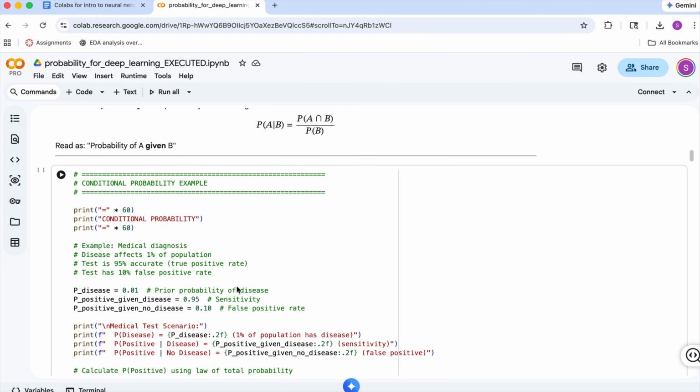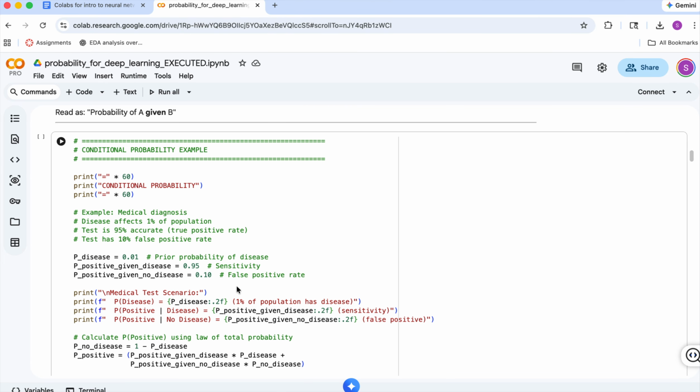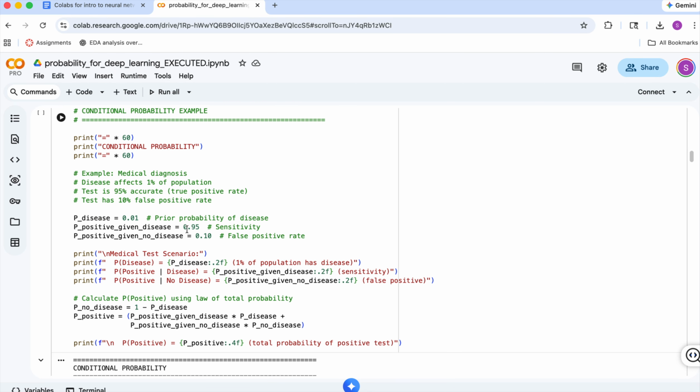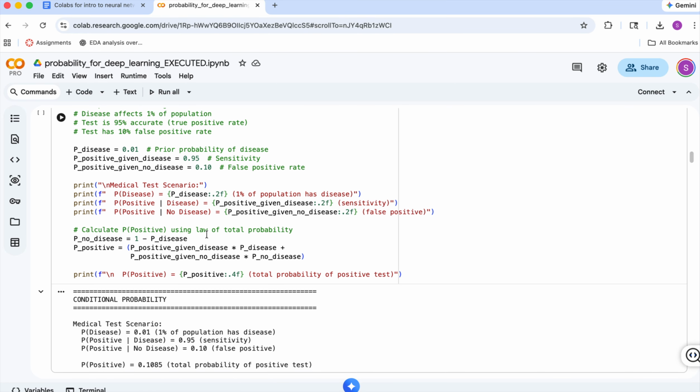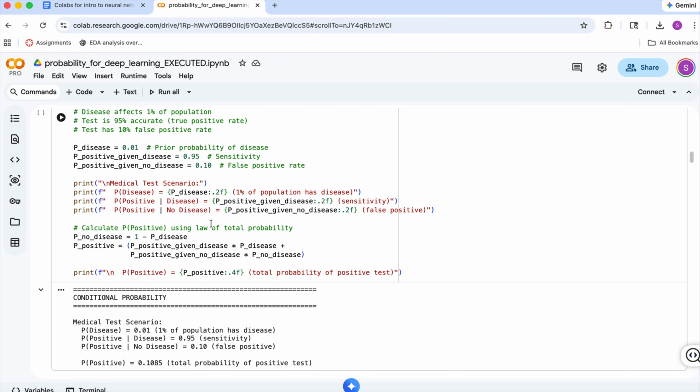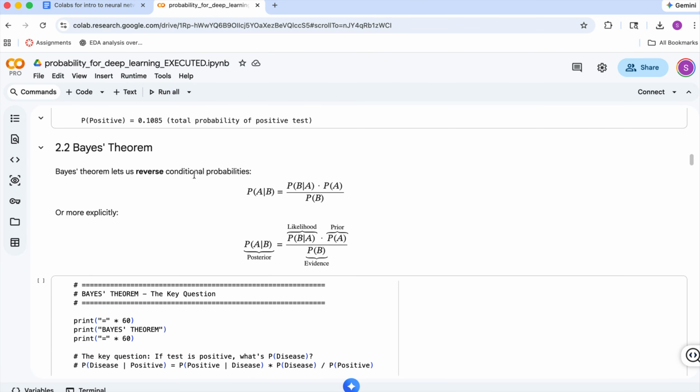Next is conditional probability of medical diagnosis. Here I set up a medical diagnosis scenario with a 1% disease rate, 95% true positive rate and 10% false positive rate to show the outcomes of it.